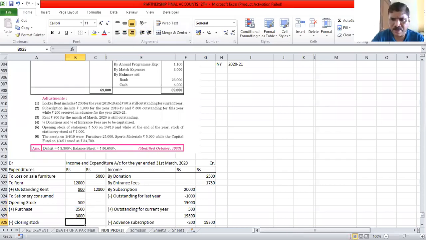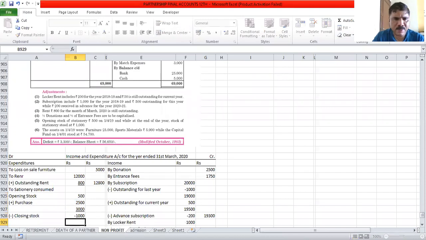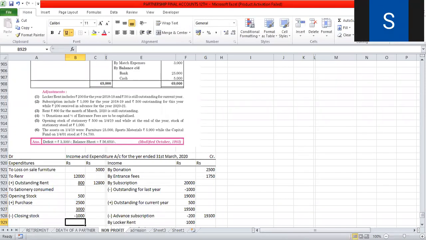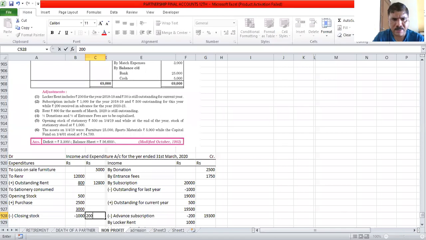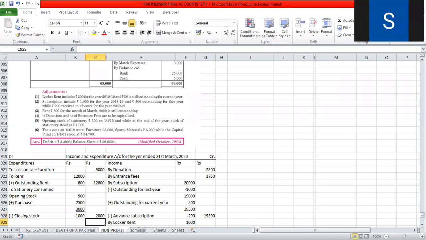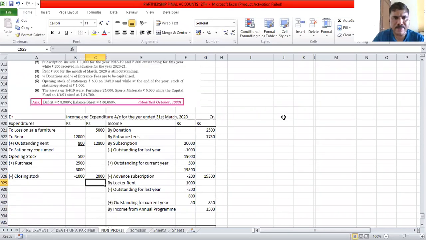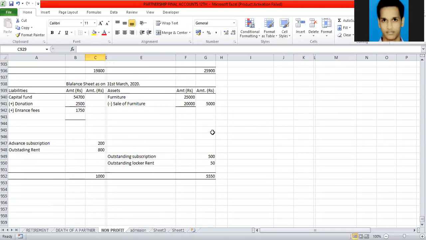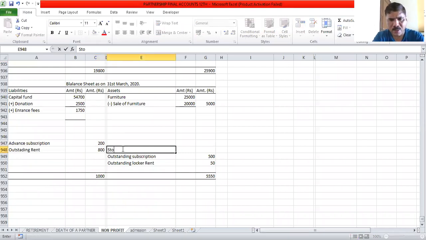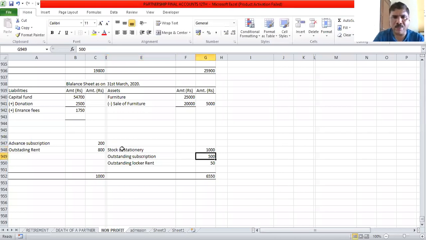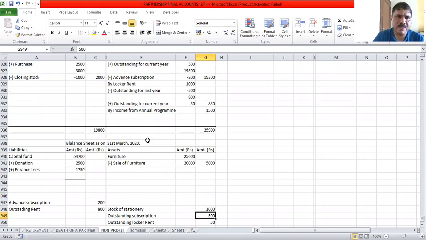Closing stock, less. So 3,000 minus 1,000, in the outer column 2,000. Where does the second effect go? Stock of stationery, on the asset side. Stock of stationery, amount is 1,000. Hope everyone follows me. Isn't it?